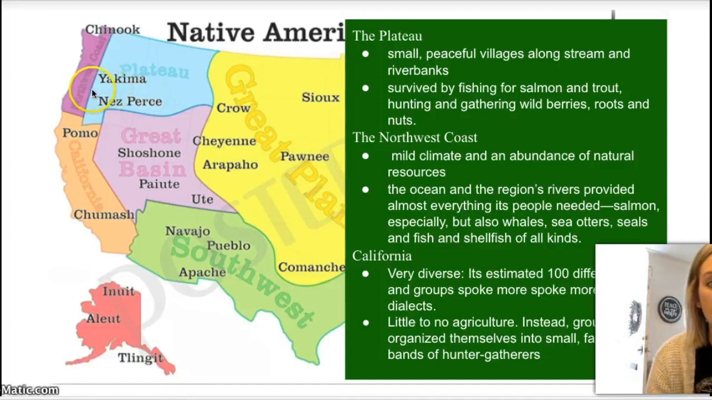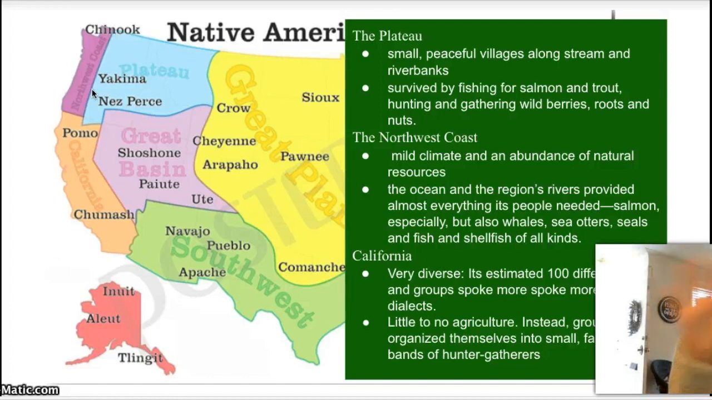Now, the Northwest Coast is quite similar, except their region is touching the ocean, so they're going to use the ocean for their resources. This is a mild climate year-round and is abundant with natural resources. Since the ocean is near, this region's rivers and ocean provided salmon. And salmon is delicious, and they get lots of it. Also whales, sea otters, seals, and fish, and shellfish of all kinds. Lots of seafood in this area.